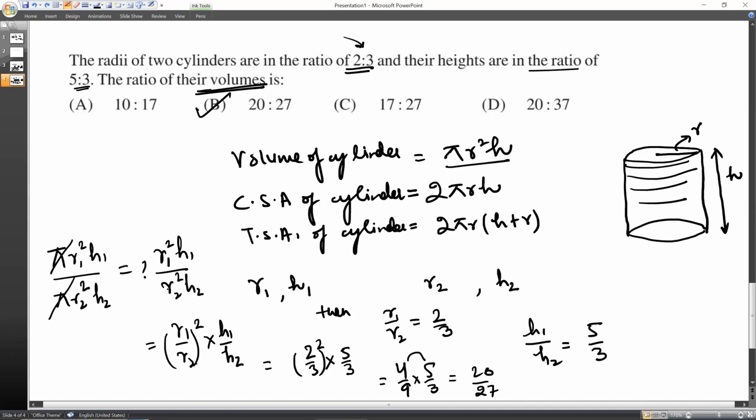Now these are both squares, so we can write 2 square upon 3 square as 2 by 3 whole square. 2 square means 4, 3 square means 9, so 2 by 3 whole square means 4 by 9. Similarly, we have R1 by R2 whole square into H1 upon H2. R1 by R2 is 2 by 3, so 2 by 3 whole square is 4 by 9, and for H1 upon H2 we have been given that the ratio of their heights is 5:3. We multiply this, so 4 by 9 into 5 by 3 gives 20 by 27. Got it? Yes, sir, got it. Next question.